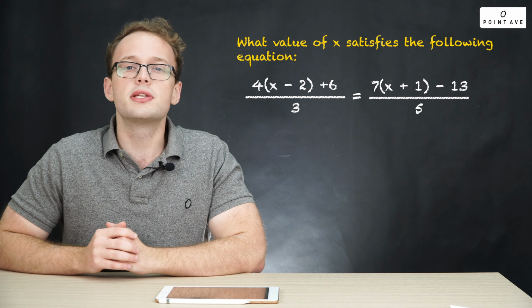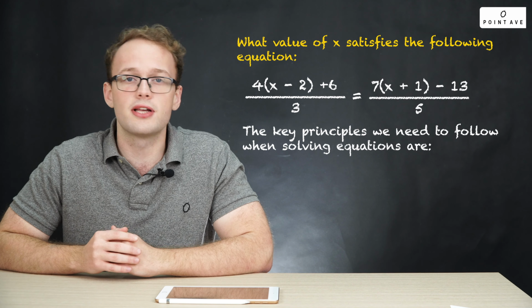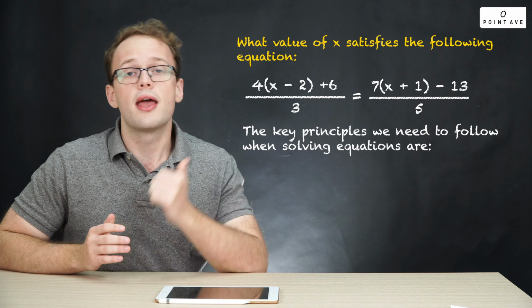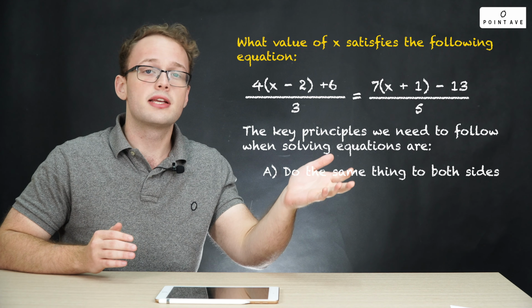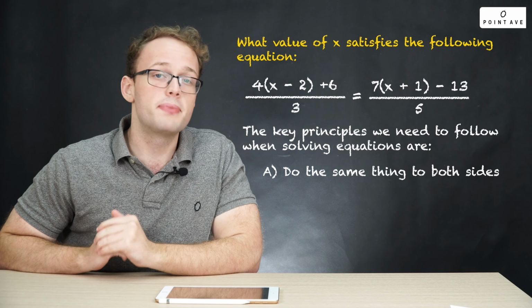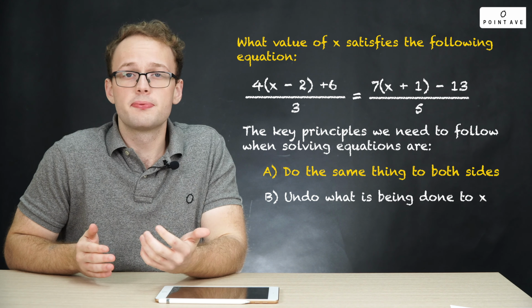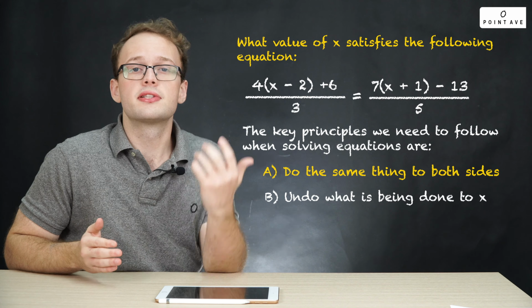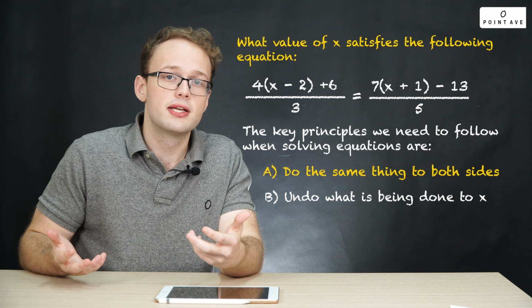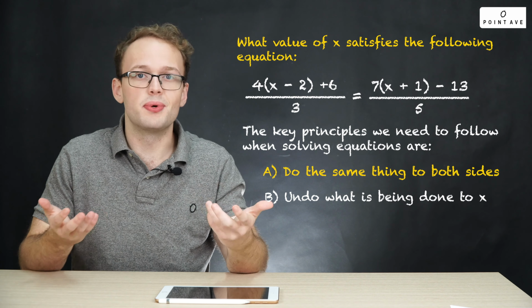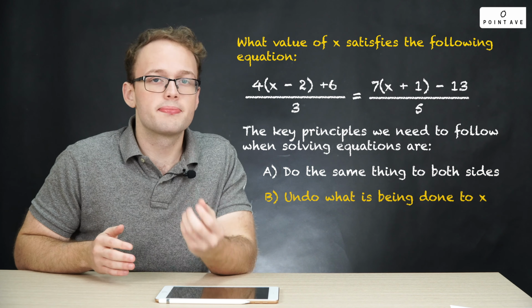In this example, we're simply asked to find what value of x satisfies this big equation. The two principles we're going to follow when solving linear equations are: A, do to one side the same that you do to the other, and B, undo what is being done to x. The first principle is pretty simple. You have to do the same thing to both sides of the equation so that the equation remains an equation.